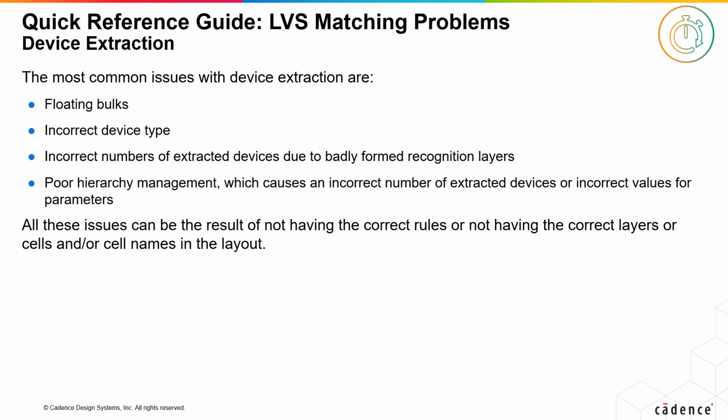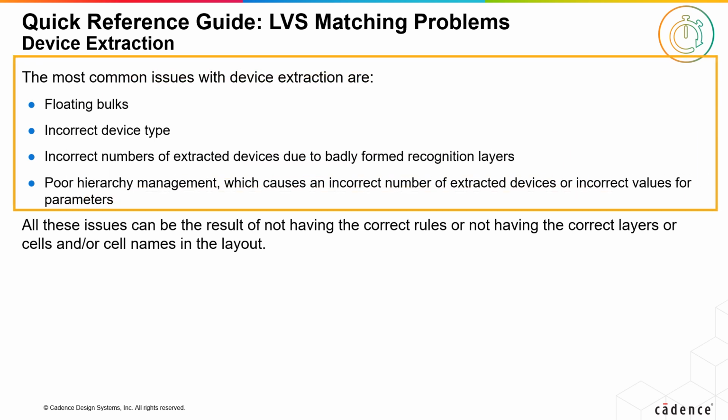Here is a quick reference on common issues related to device extraction in LVS matching problems. Some of the common issues with device extraction are highlighted here. Floating bulks refer to the unconnected bulk terminals in the layout, which can cause problems during device extraction. Incorrect device type occurs when the extracted devices do not match the intended device types.